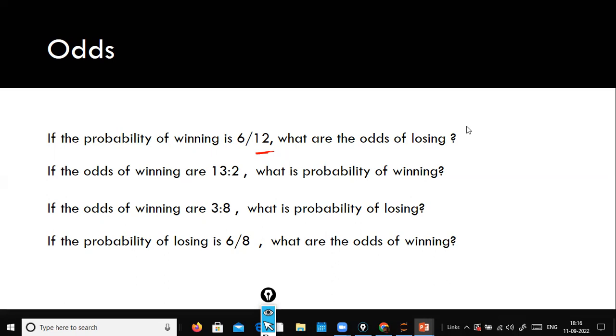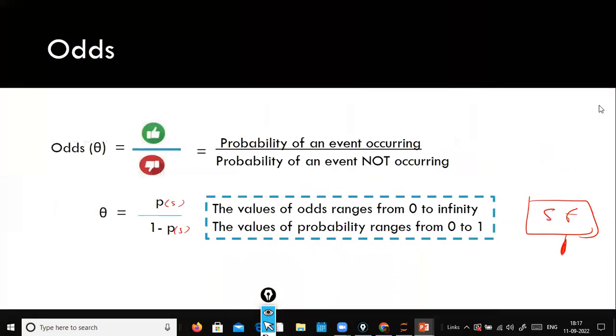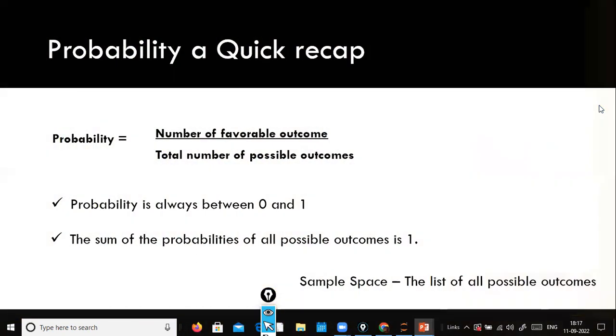See, if somebody says 6/12 probability of winning, out of 12 the probability of winning is 6. The remaining 6, you are losing. So the answer is 6/12, which is 1 by 2.